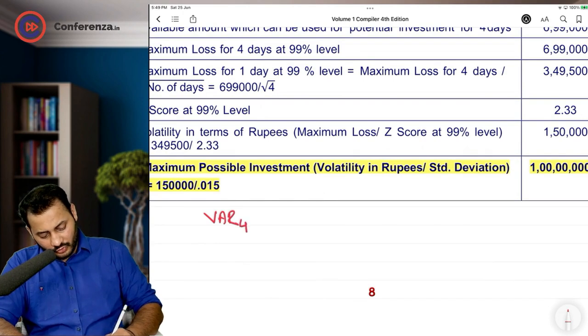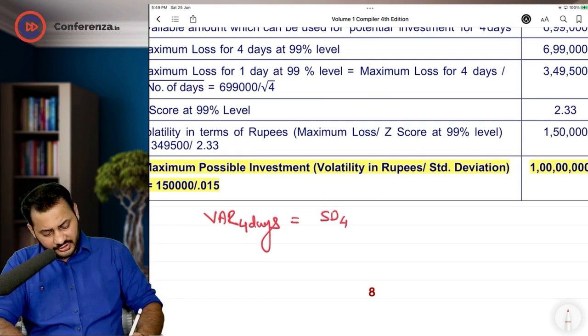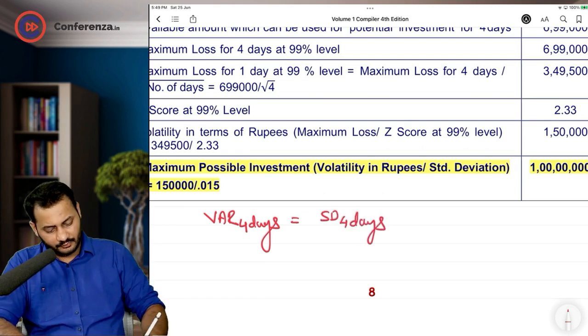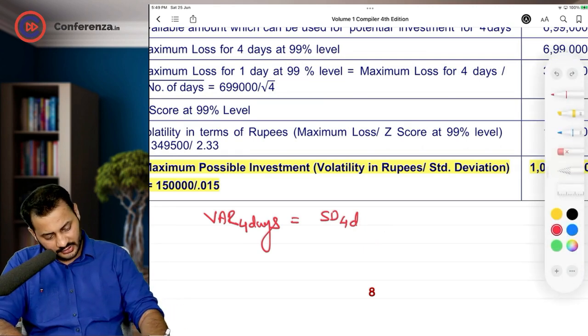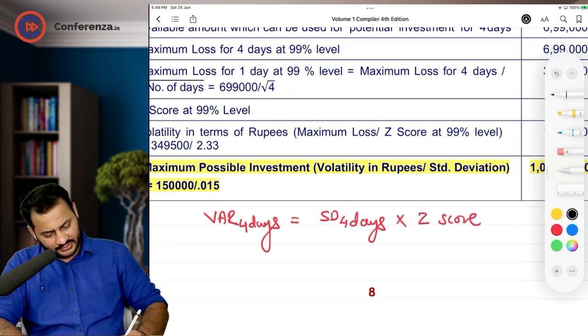VAR for 4 days should be, how to calculate the VAR? Standard deviation for 4 days, or we can calculate the standard deviation. Chalo, let's write it down in terms of z-score. Am I right? Next, how to calculate the standard deviation for 4 days?